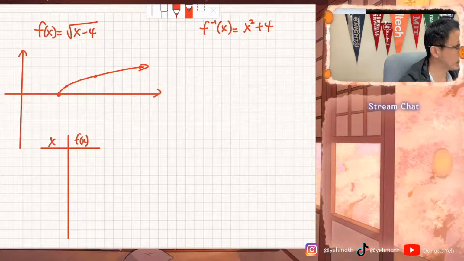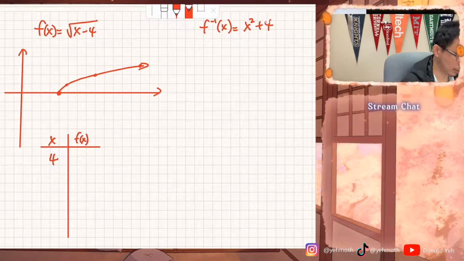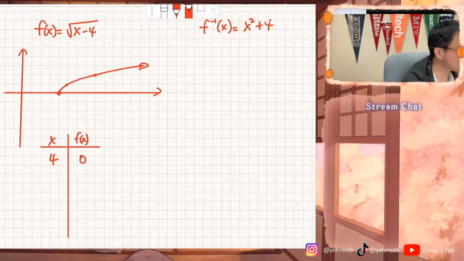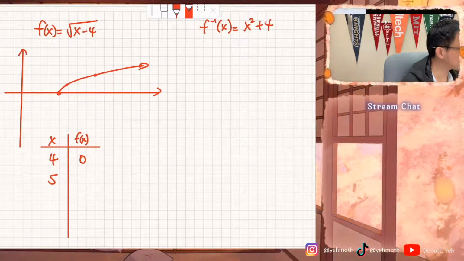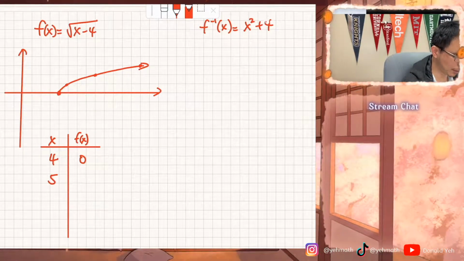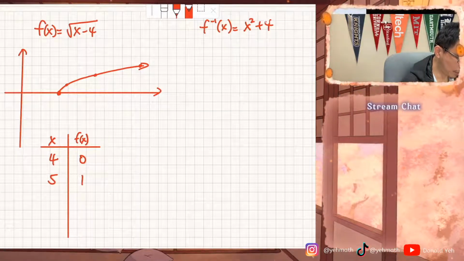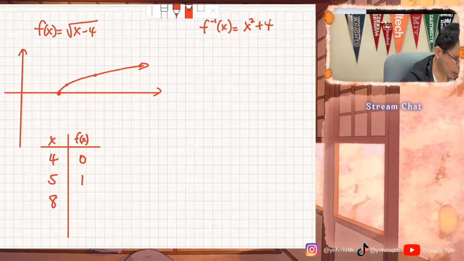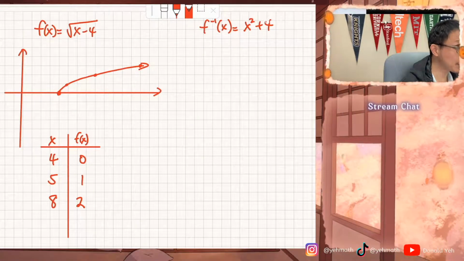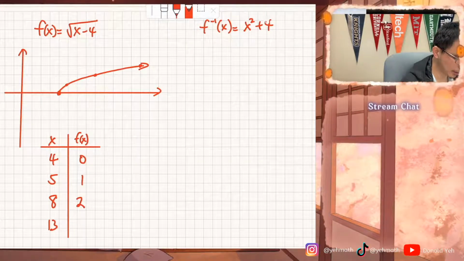Good. So 4. What happens if you plug in 4? 0. And what's the next value you can plug in? 5, right? Because you can take the square root of 1. The square root of 1 is going to be what? 1. What's the next value? 8? Yeah. That's going to be 2. Does that make sense? Am I going too fast? 13, 3, right?